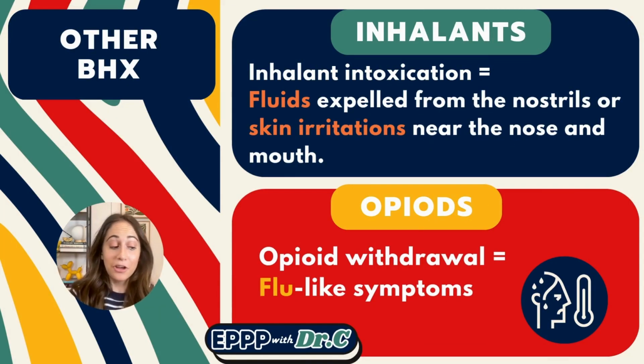This is a category that I really call other behavior because it doesn't really fit into the other behavioral characteristics, but they're very specific statements about symptoms that can clue you into the substance. So with inhalants, I have seen EPPP questions really go in on skin irritation. So skin irritation around the mouth, around the nose, really has to do with how inhalants are ingested, so nasally or through the mouth. So skin irritation, you're probably looking at inhalant intoxication. Similarly, fluids expelled from the nose, probably inhalant land.